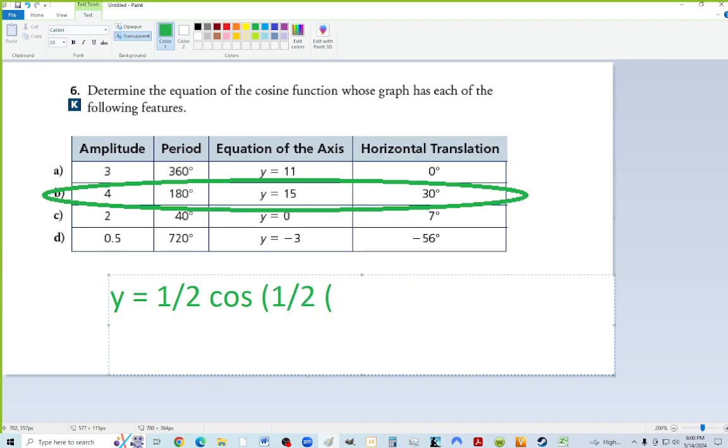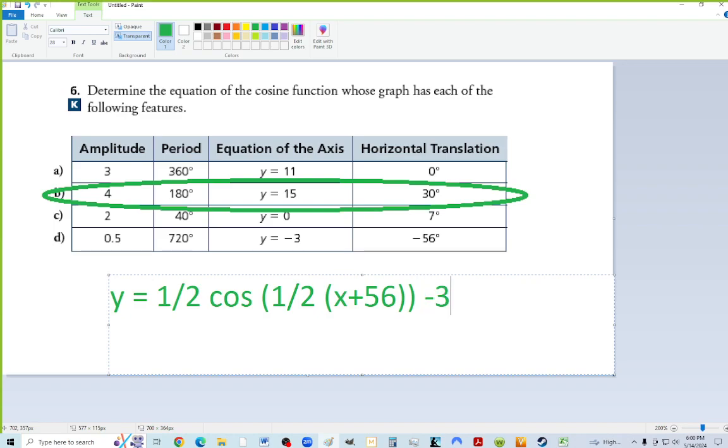You're going to have to say it again. Okay, so 1 over 2. Sorry, 1 over 2 bracket x plus 56. Yeah. Minus 3. You got it.